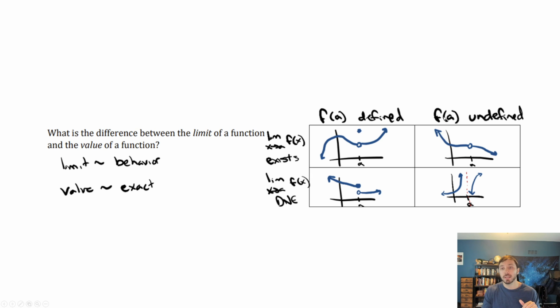But if we're looking at an undefined value, okay, but then the limit exists, that's how you get your classic hole. We looked at this scenario. We looked at this one as well, the jump.